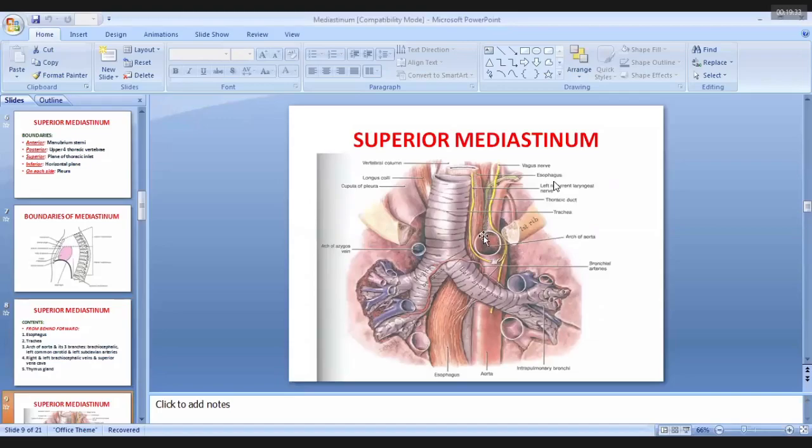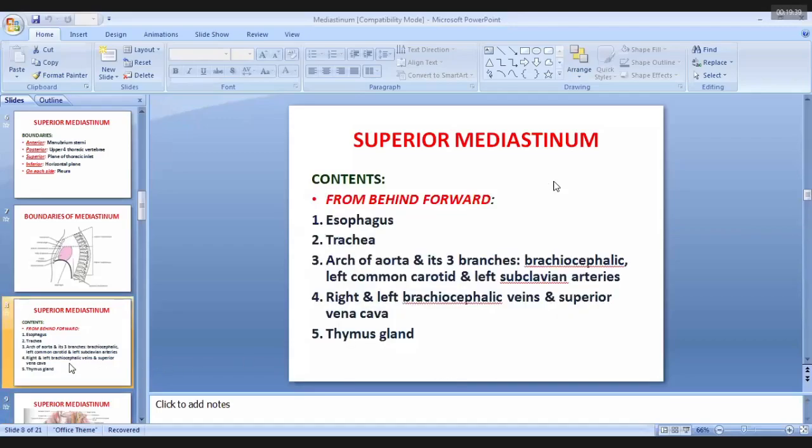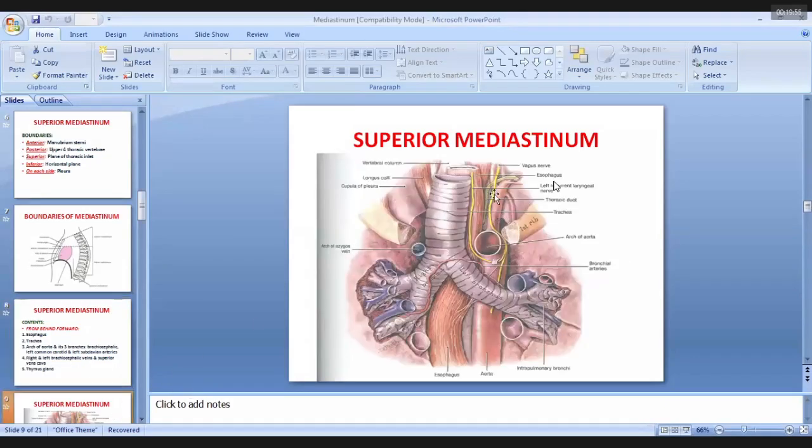So here is the esophagus. Anterior to it, the trachea. Anterior to the trachea, now there are major vessels of the superior mediastinum, the arch of aorta along with its three major branches, the brachiocephalic trunk, the left common carotid, and left subclavian arteries. See in this figure. So these are the main contents of the superior mediastinum.